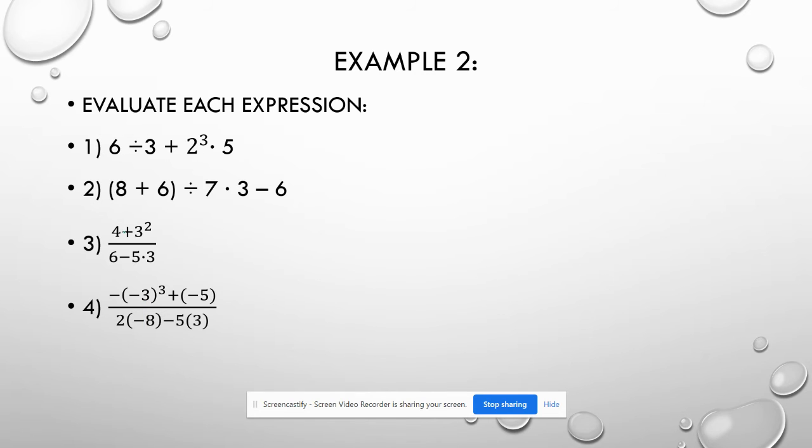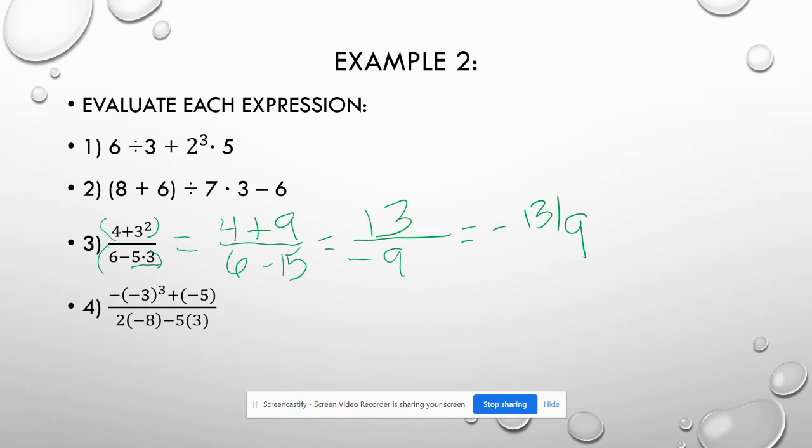Number 3, remember we said you have to work the top and the bottom of the fractions separately first. It's kind of like there's invisible grouping symbols around them. So in the numerator, or the top of the fraction, we would start with 3 squared. 3 squared is 9. 4 plus 9 is 13. On the bottom, we have to take care of the multiplication first. 5 times 3 is 15. 6 minus 15 is -9. So -13/9 is going to be our final answer.